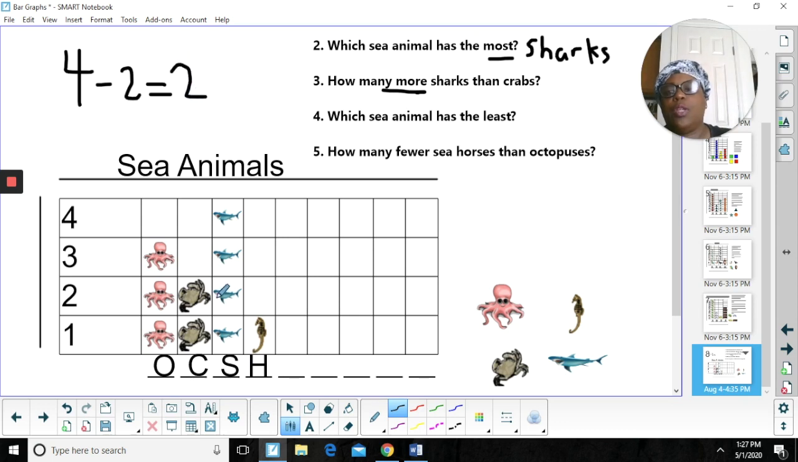What do you have left? 2. If we look at our graph, if we find our sharks and we look at our crabs, where do our crabs stop? Right here, 2. What's left? 2 spaces. 1, 2. So we can put 2 here. It says, which sea animal has the least? Which sea animal has the smallest amount? Did you say the seahorse right here? That's right. We're going to put seahorse.